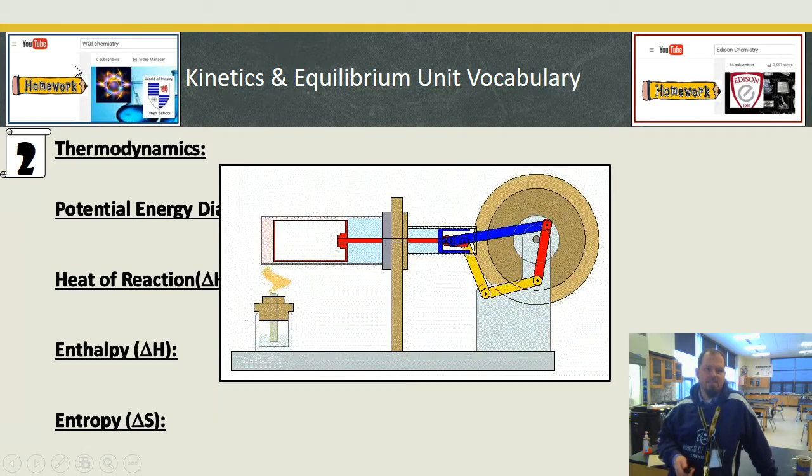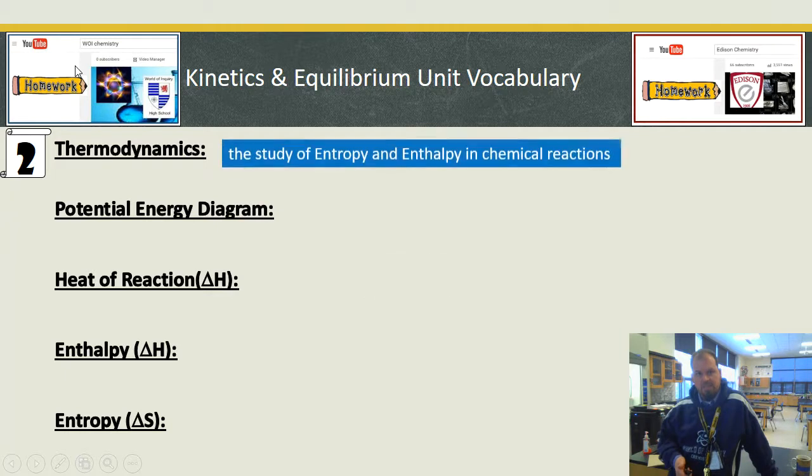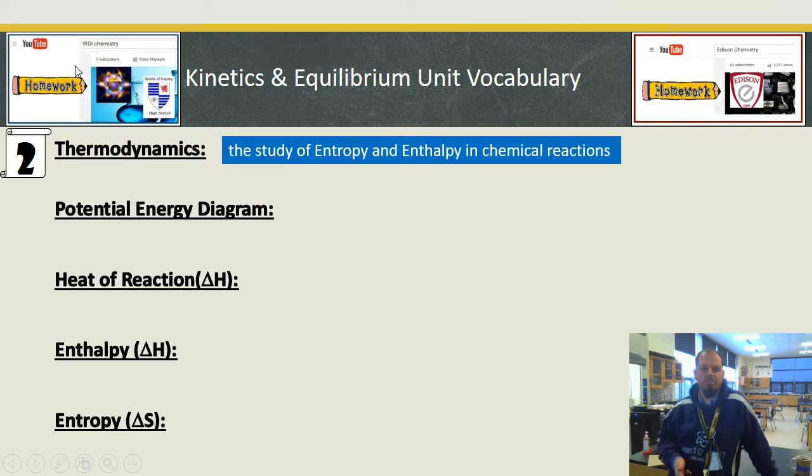Thermodynamics. Thermo means heat. This is the study of entropy and enthalpy in chemical reactions. Enthalpy is heat of reaction. Entropy is randomness. They sound a lot alike. Enthalpy is that delta H. It has the H in it. That's how we remember. And entropy is delta S, and we will learn about that in the last video.